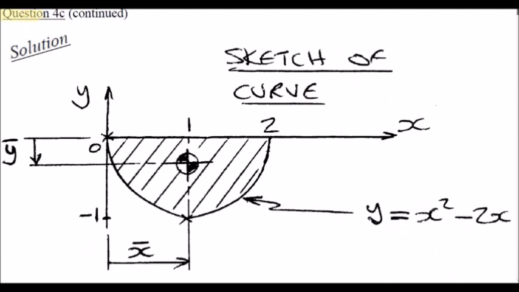Question 4c, solution continued. So here's a sketch of our curve, y is equal to x squared minus 2x. The curve shown here, and it's bounded by the x-axis from 0 to 2. As always, we have to calculate the location of the centroid, so we need to calculate the x bar, which will be a positive value, and the y bar, which viewing the sketch here will be a negative value. This is the centroid, of course.